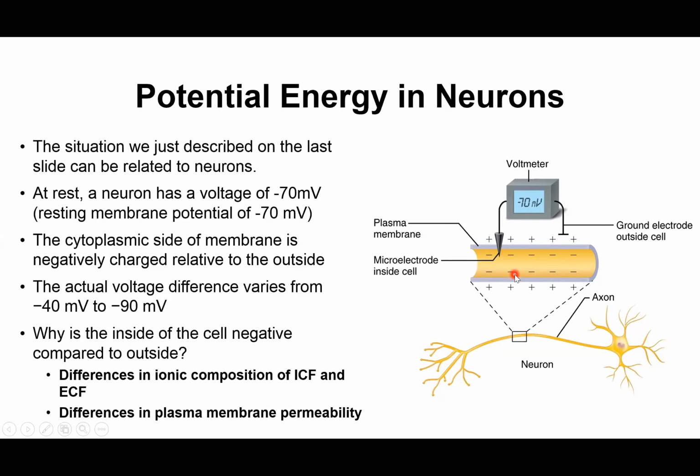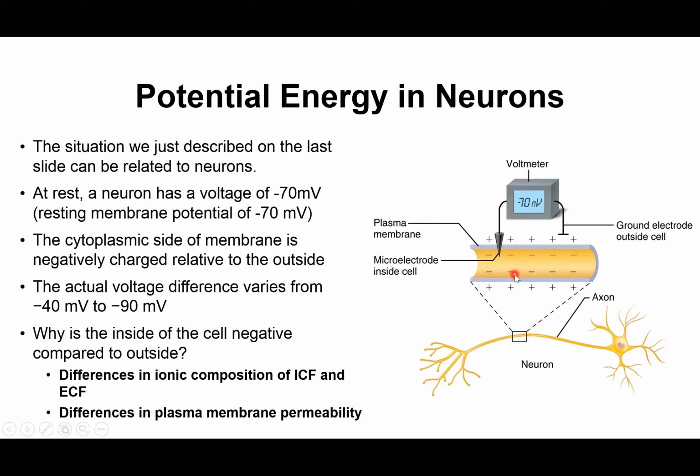Okay, so we're going to start here with how we even create this situation where the inside of the cell is negative. How are we creating this resting membrane potential? And remember, I said one of the reasons is because there's differences in the amount of ions inside relative to outside. Okay, so let's consider this.